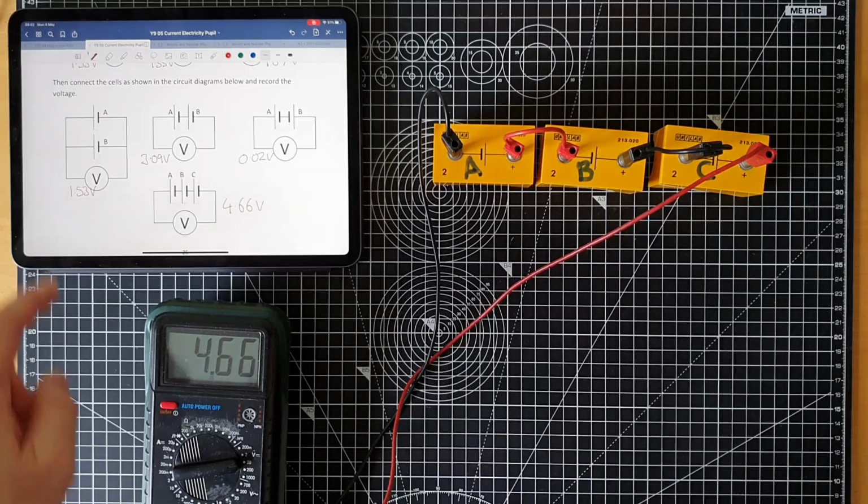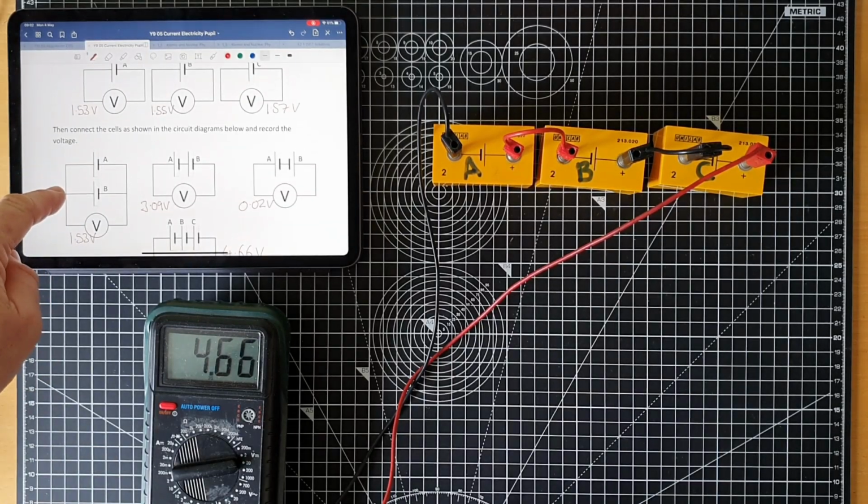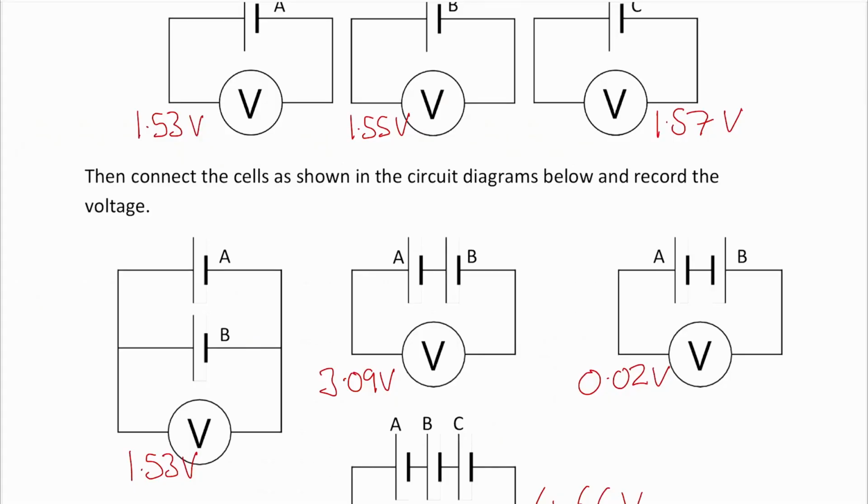So what do we think's happened? Here, when we had A and B in parallel, the voltage didn't seem to increase at all. In fact, it's the same as the smaller voltage. So what we can see is that in parallel, voltages do not add up. Voltages remain the same in parallel.